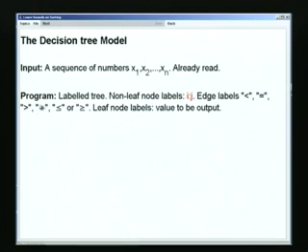A program for this model is a labeled tree. Every non-leaf node has labels of the form i:j, where i and j are integers. I'll tell you exactly what a label means in a minute, but let me just describe the model first. Each edge also has a label, and the label could be any of these relational operators. Leaf node labels are the values that are going to be printed. So that is the structure of a program.